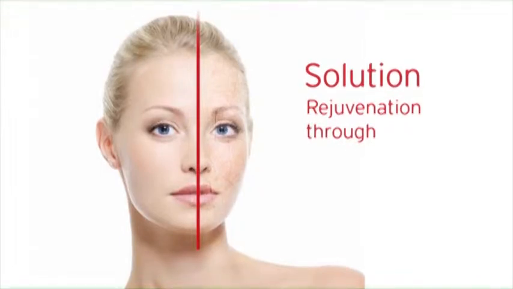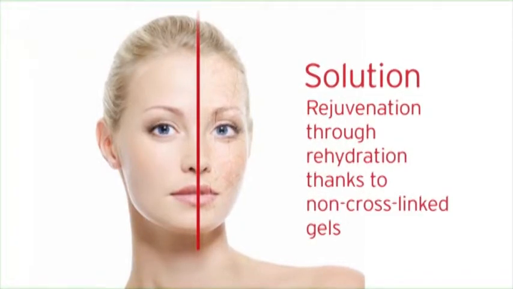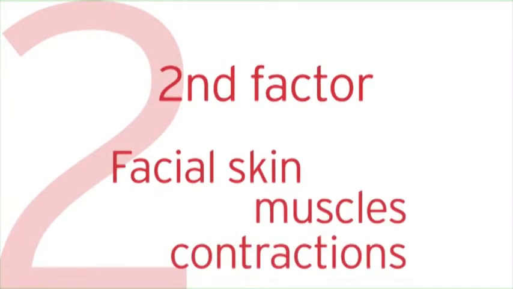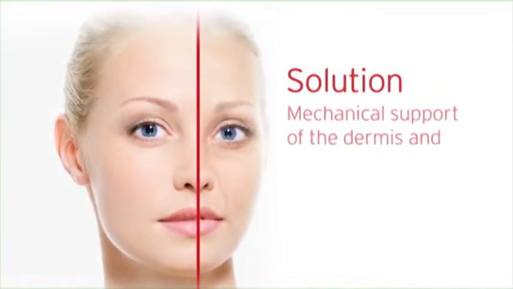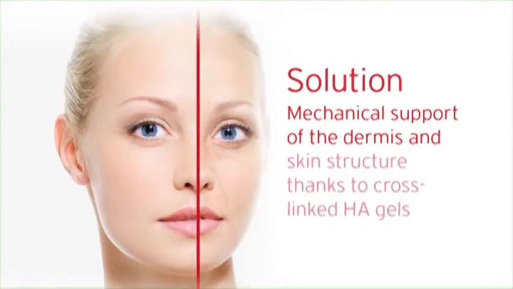This is why during this first stage of the aging process, it is so important to compensate for this degradation by injecting exogenous hyaluronic acid, either non-cross-linked or moderately cross-linked, to keep the skin tissues hydrated. The second factor is the repetitive accordion-like contractions of facial skin muscles. These induce wrinkles, appearing as a consequence of skin structure rupture. The solution is to first mechanically support the dermis and correct the wrinkles with cross-linked, wrinkle-resistant hyaluronic acid.